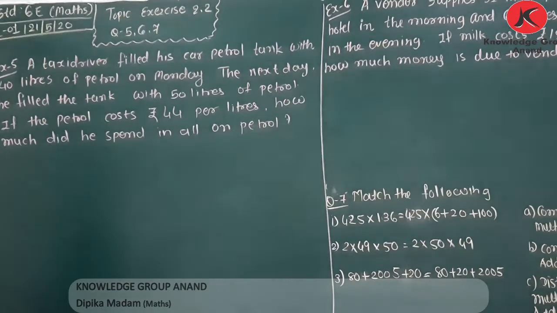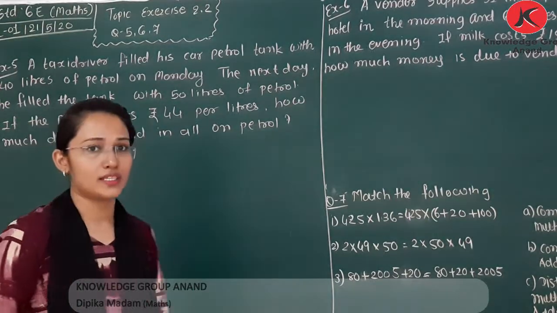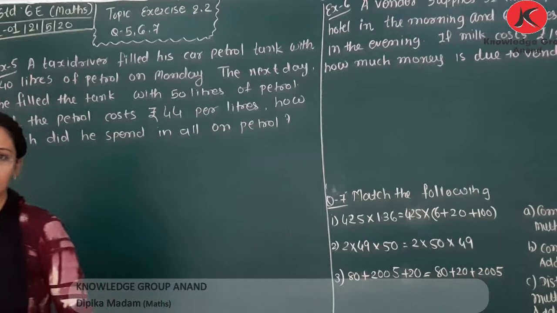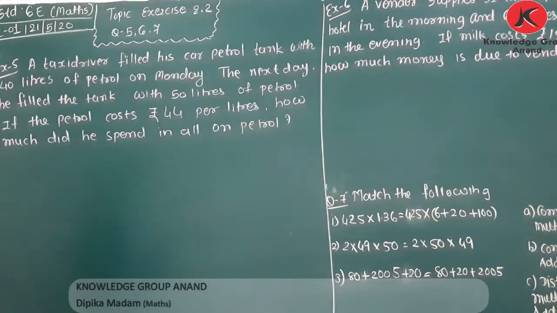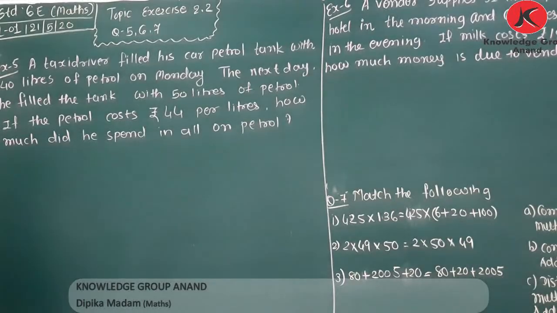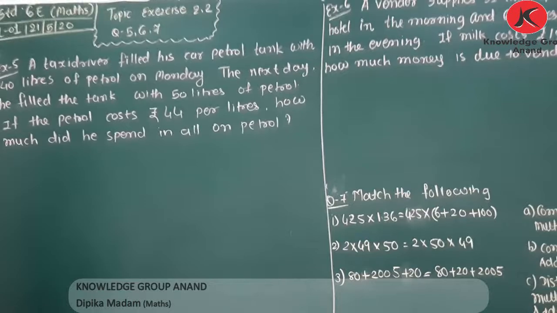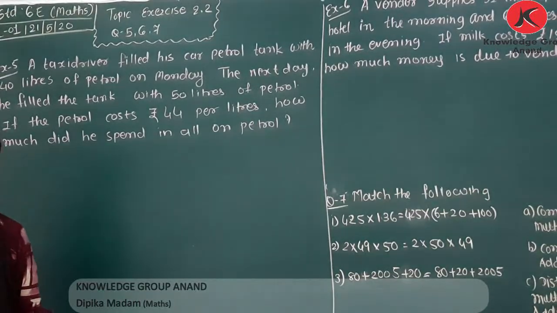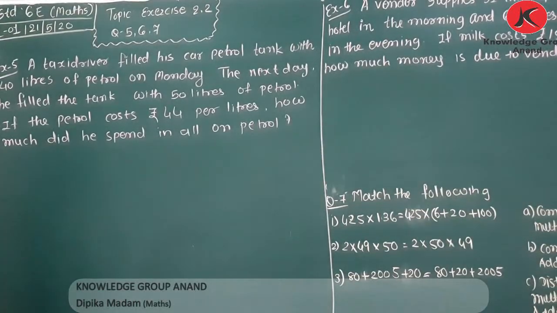Welcome dear friends. Previously we learned some examples related to properties: commutative, associative and distributivity of multiplication over addition and subtraction. We started exercise 2.2. Today we will solve example questions number 5, 6 and 7 of exercise 2.2.